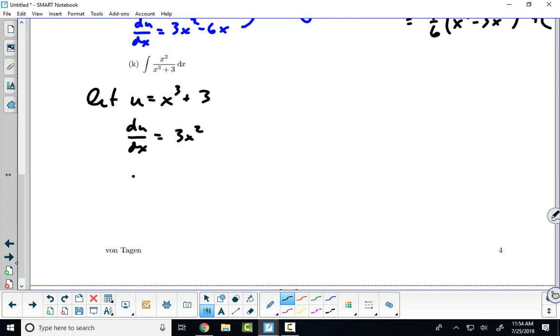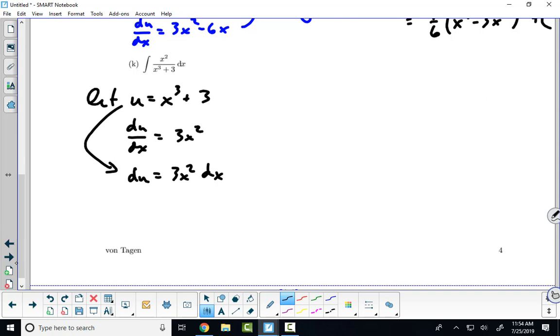This next step, I'm going to multiply both sides by dx. Going forward, I will skip the middle step and just go from here to here, because that part always works out the same way. So I'll write u equals this, so du equals this. Now, this is where the u substitutions get a little bit harder. What would I like to have du take the place of? I'd like to have it take the place of x squared dx.